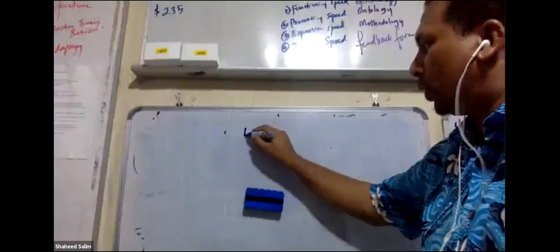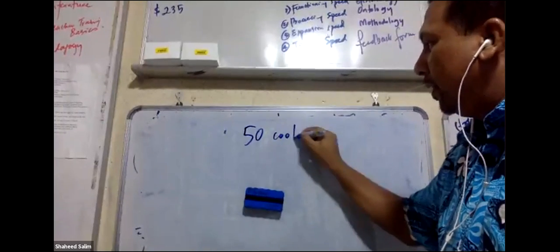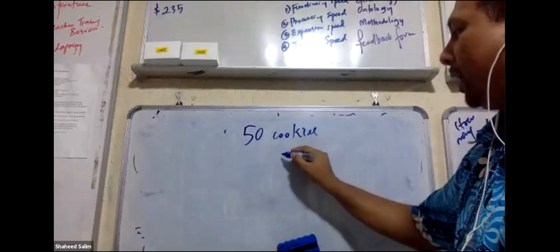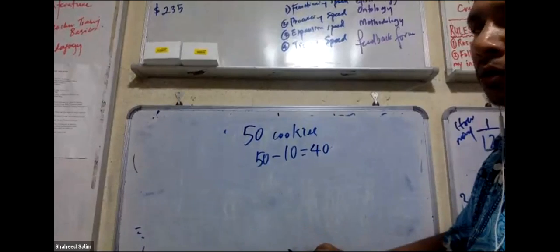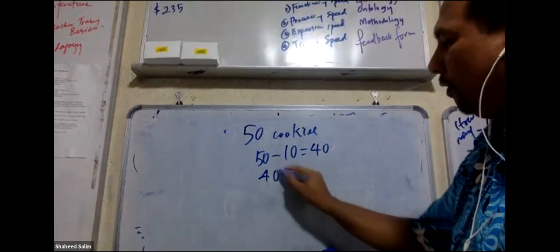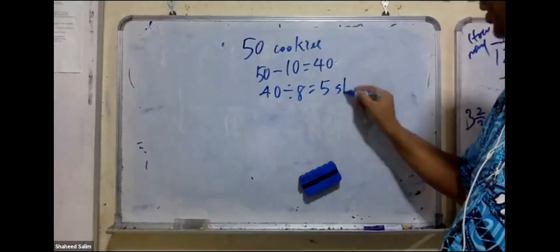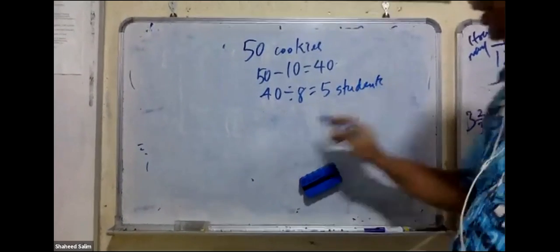Mr. Wee got 50 cookies. And then after he gives the cookies away, he's left with 10. So we want to find out how many cookies were given. 50 minus 10, 40 cookies given away to the students. Each student gets 8 cookies. You divide by 8, you will get 5 students. If you don't believe, I will draw it out.